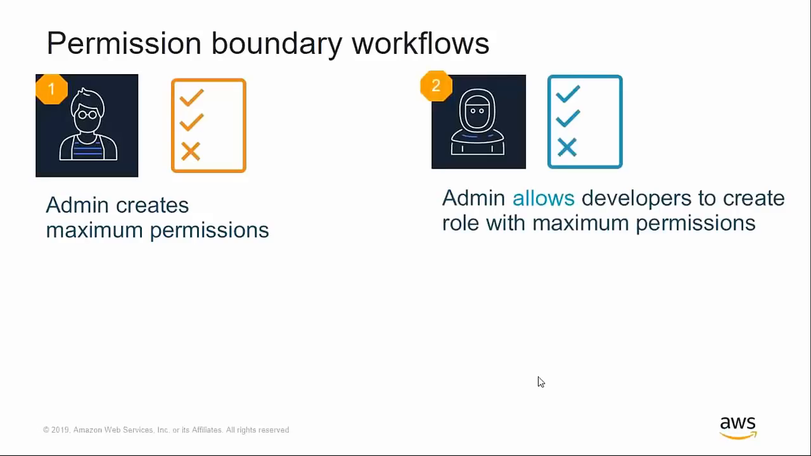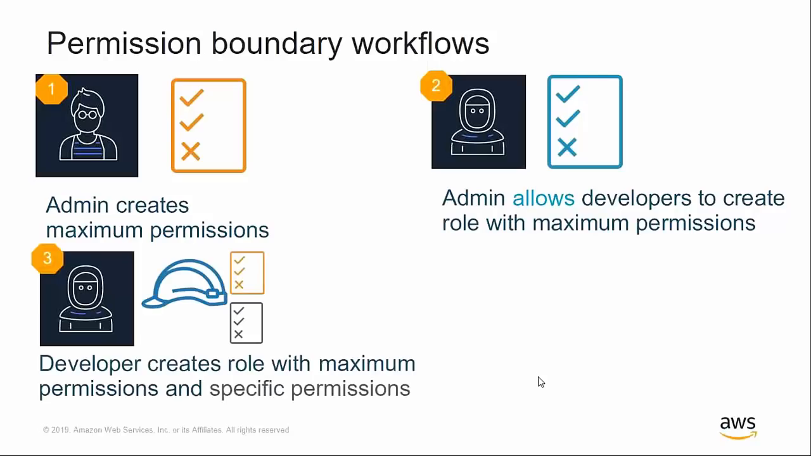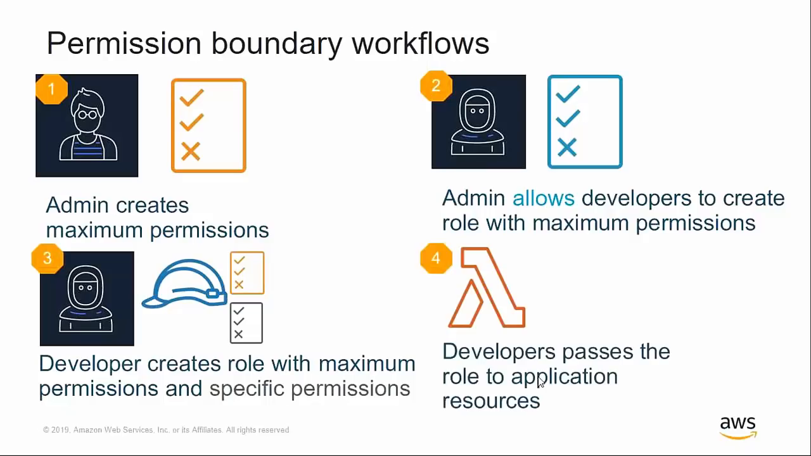Admin says, I'm going to allow developers to create roles, but it has to have these maximum permissions on that role. The developer creates the role, and the only way that the role is allowed to be created is if they also pass in the permission boundary, which is that maximum permission that the admin defined in step 1. And then finally, the developer can pass the role to an application and start using it. And admin in step 1 is very happy because no one has any more permission than they started with.